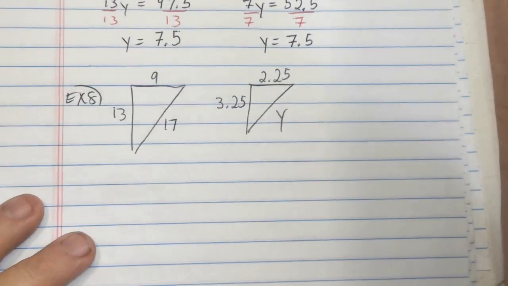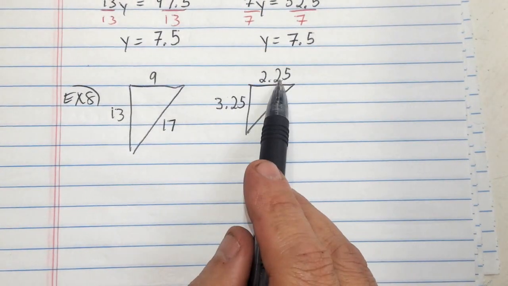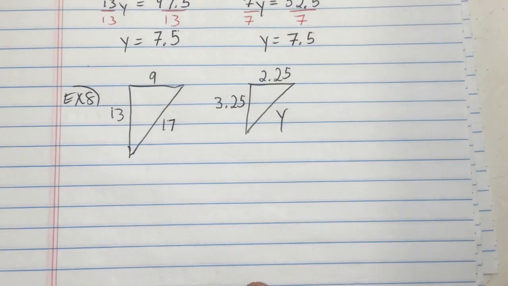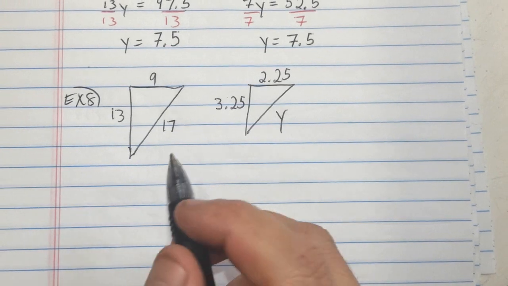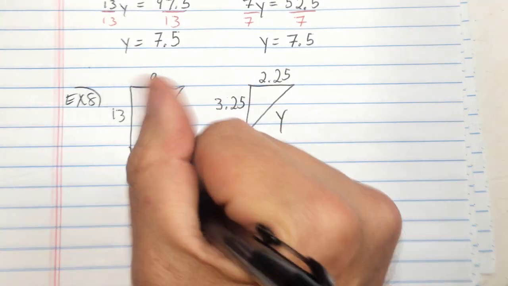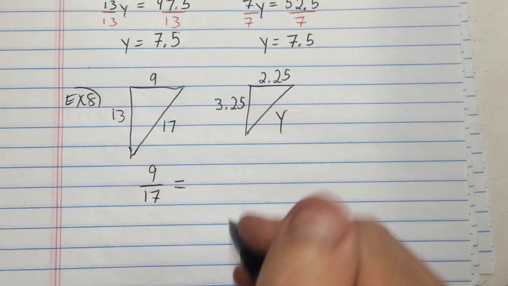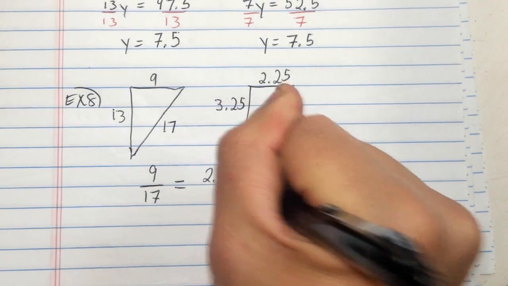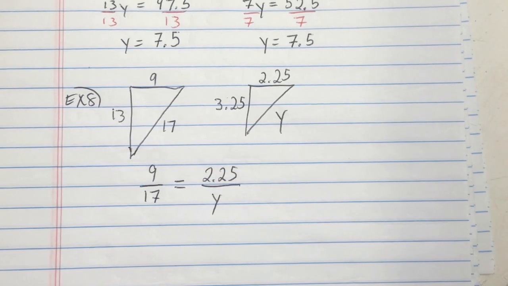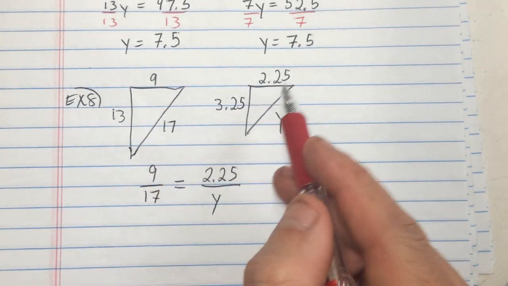But if you look at this one, it's not as clear. So how does 9 become 2.25? How does 13 become 3.25? It's a little more complex, right? So again, we have options on how we're going to set up our proportion. I'm just going to go 9 over 17 and set that equal to 2.25 divided by y. Okay, so again, this side to this side, this side to this side.